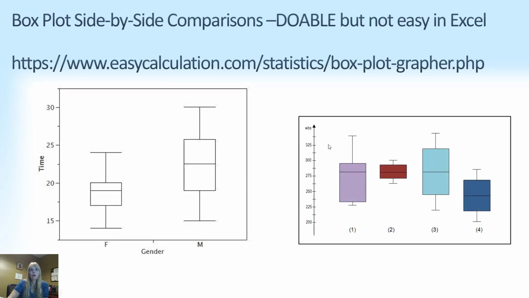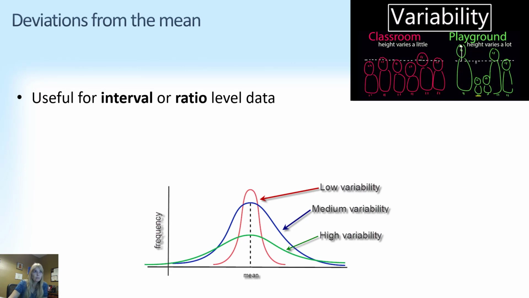The side-by-side ones are pretty cool because they can show you one group, meaning, look here, from quartile 3 to quartile 1 has a lot more data than this one has. And so these are nice. They're not real easy to do in Excel, but there are some websites out there that you can create these very quickly. All right, deviations from the mean.